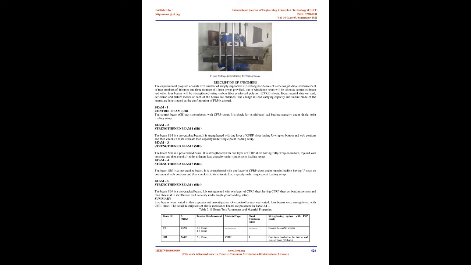plastic, FRP, sheets on the load-bearing capacity of reinforced concrete beam. 5 number of reinforced concrete rectangular beams are cast and tested up to failure by applying single-point loading system. Out of 5 numbers of beams, 1 beam was not strengthened by FRP and was considered as a control beam, whereas all other 4 beams were strengthened with externally bonded CFRP sheets.